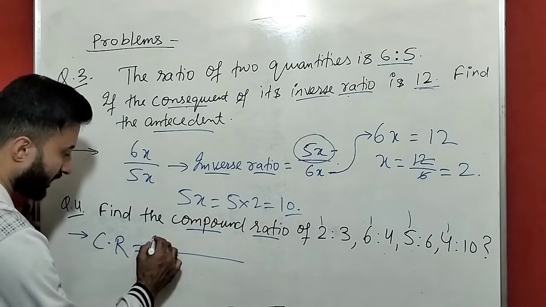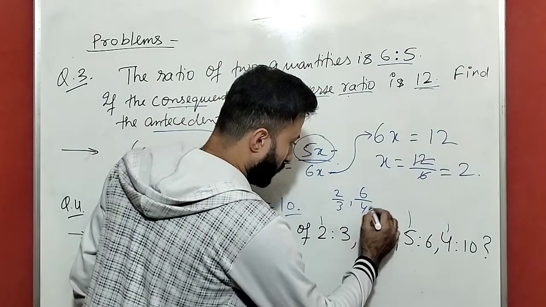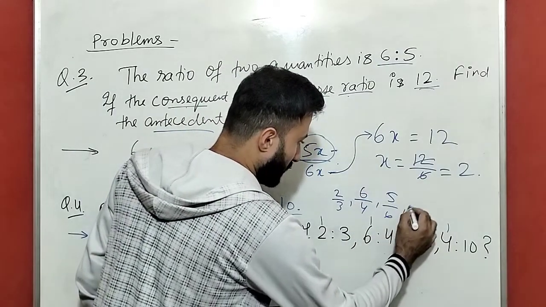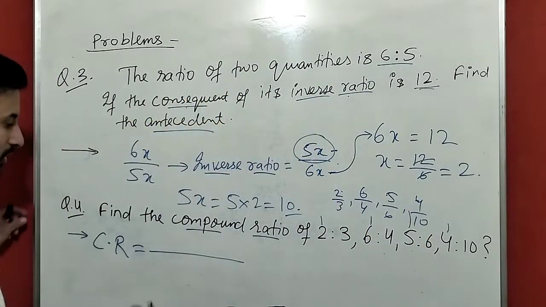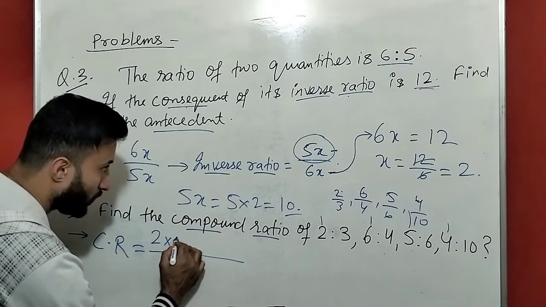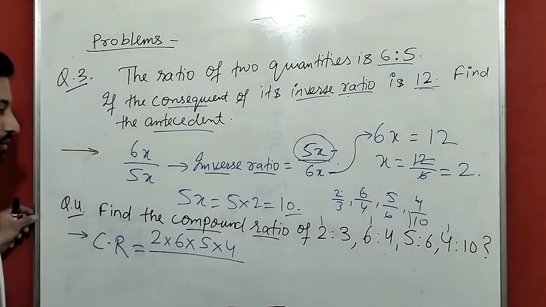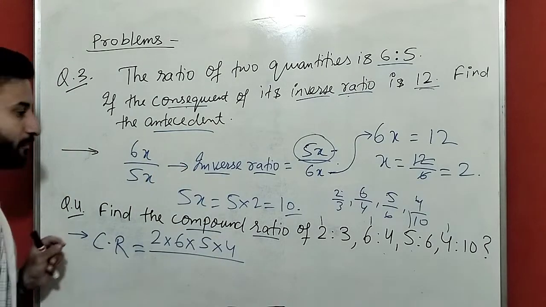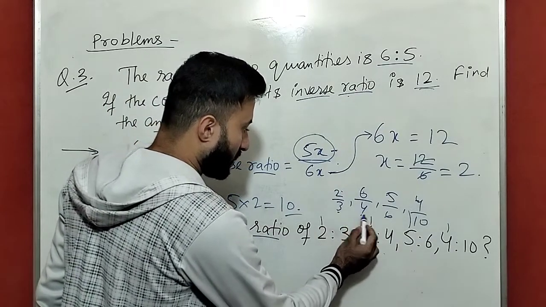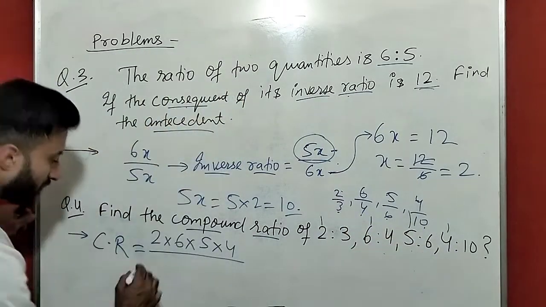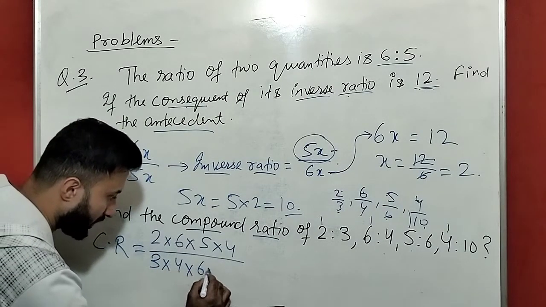So product of antecedent, because if you write like this also, 2 by 3, 6 by 4, 5 by 6, 4 by 10. So what is this? This is the antecedent. So product of antecedent means 2 into 6 into 5 into 4. Product of antecedent divided by product of consequent. So consequent is the denominator 3, 4, 6, 10. The product of consequent is 3 into 4 into 6 into 10.